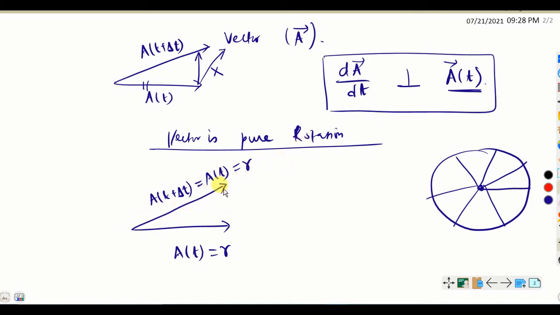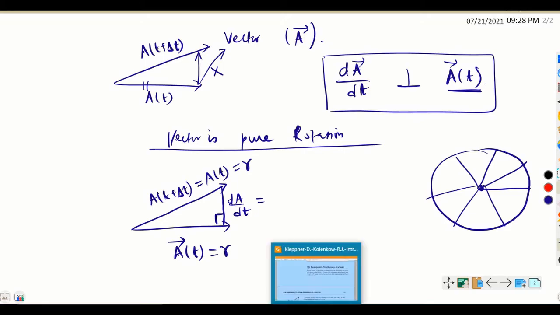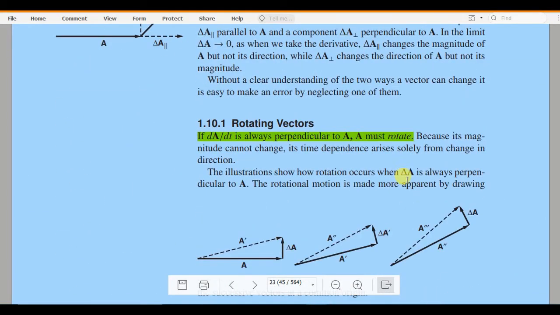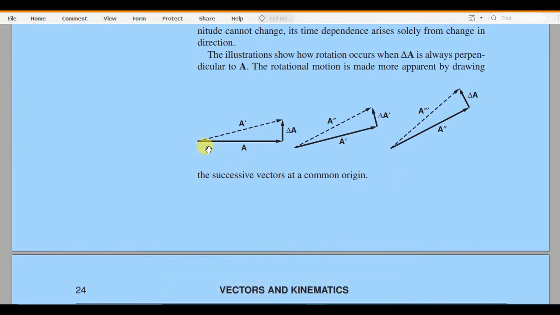So if this happens, then this change, dA over dt, is always going to be perpendicular to this A vector. That is the very interesting thing with this result. Okay, so let us see here and try to understand how this happens. Like a vector is here and you have this A dash, and it is perpendicular, so A is equal to A dash in magnitude.